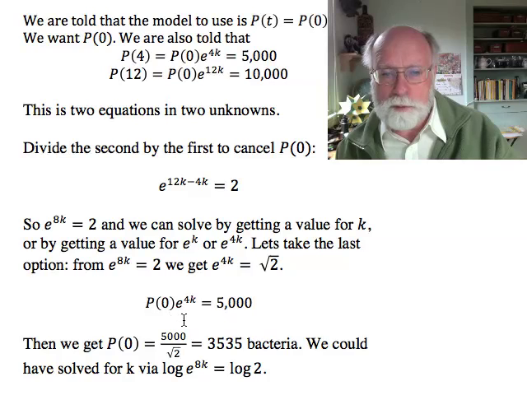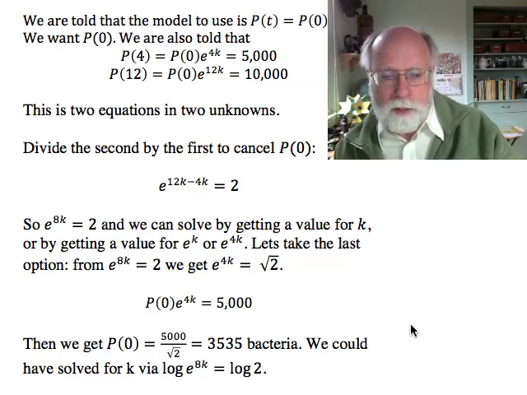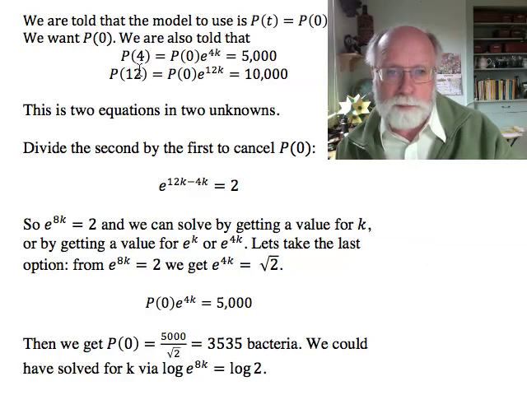We know that P0 e to the 4k is 5,000. So P of 0 is 5,000 over root 2. So that's 3,535 bacteria. So we've solved the problem now. We could have solved this by looking for k, by taking the logarithms right there. In fact, back in our initial equations, we could have solved this problem by cubing both of these numbers and then eliminating the e to the 12. So there's a variety of ways you can do that.